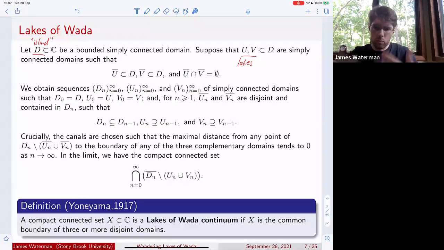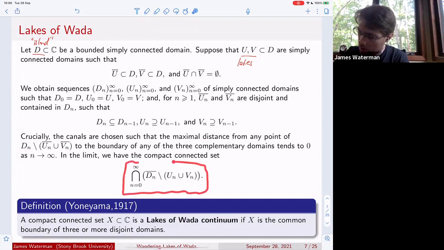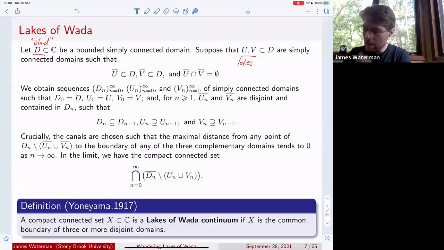And so crucially, when doing this operation and choosing the canals, we want to choose them so that the maximal distance from any point of what's left of the actual land to the boundary of these complementary domains tends to zero. And so in this limit, we get a compact connected set, which is basically the closure of the island minus the lakes. And so this is a Lakes of Wada continuum.